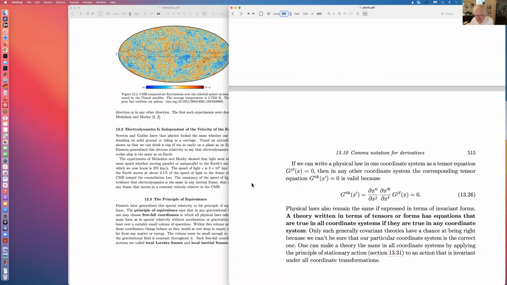Anyhow, to get back to the physics, the point is if you have an equation that's written in terms of tensors, you can always write it in the form some tensor equals 0. And then when you change your coordinates, it turns out that all these G's that are equal to 0 just get multiplied by derivatives. So the thing is still equal to 0.